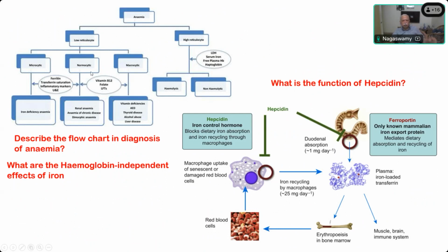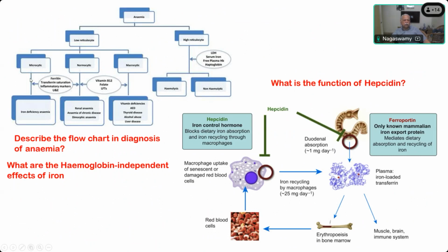If it is between normocytic and macrocytic, ask for vitamin B12, folate estimation and liver function test to rule out any reason because of alcohol abuse and liver diseases. So this is the way you should go for the investigation. Ask for reticulocyte count first. Low reticulocyte with normal or microcytic, ask for estimations: ferritin, transferrin saturation, inflammatory markers like CRP, urea and electrolytes. If it is on the higher side, bigger size cells, macrocytic, ask for vitamin B12, folate and LFT.